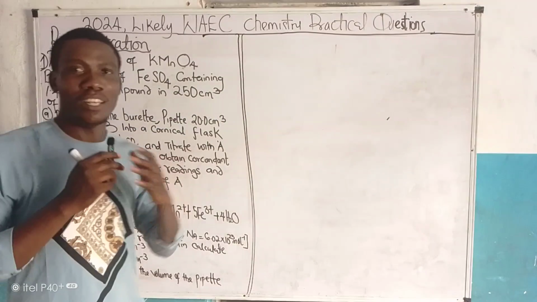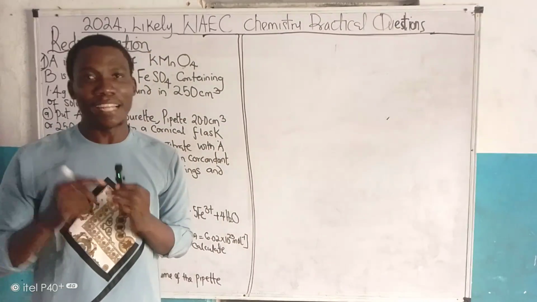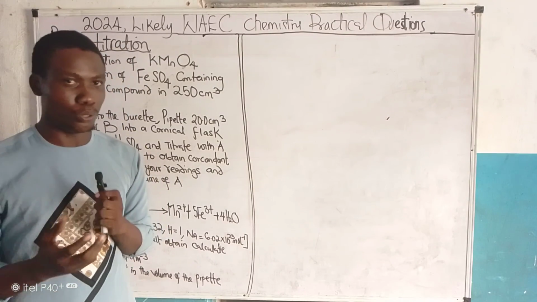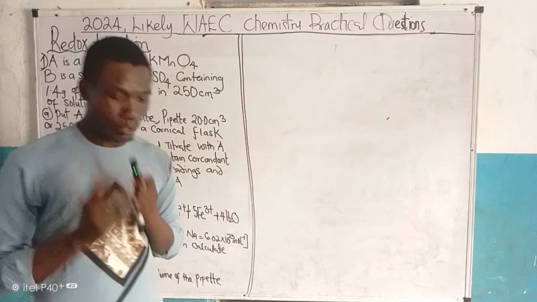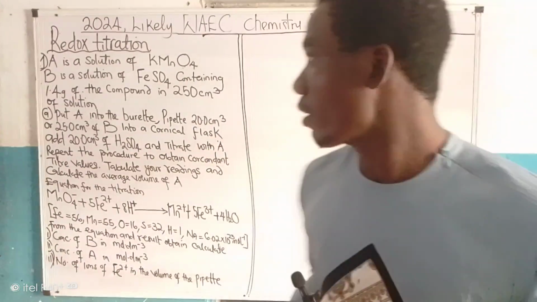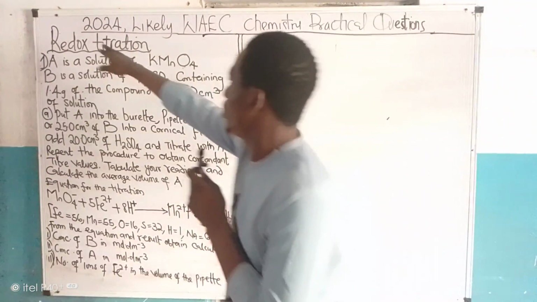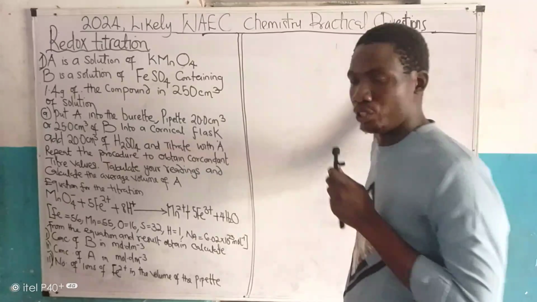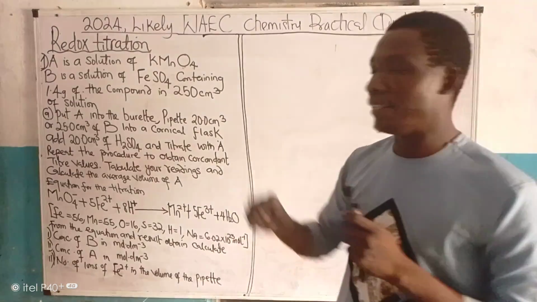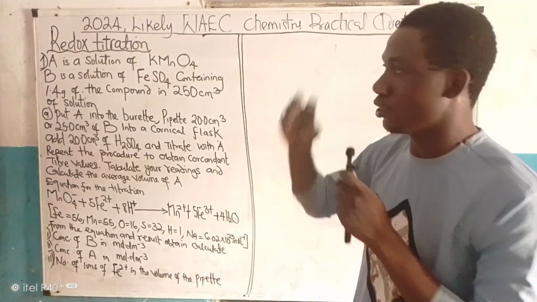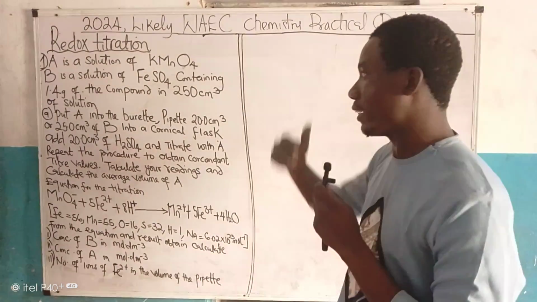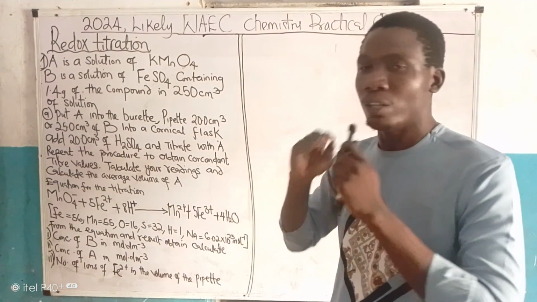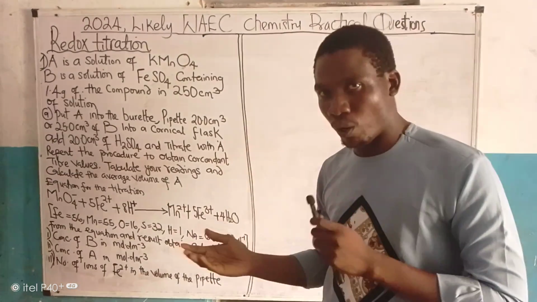Remember we had a video lesson last week where I told you how to determine your endpoint without having to do any experiment. In this video lesson we are going to be talking about 2024 likely WAEC chemistry practical questions, and you should remember that this particular titration is a redox titration. It's not like the other titration that requires an indicator. In this titration, no indicator is required.